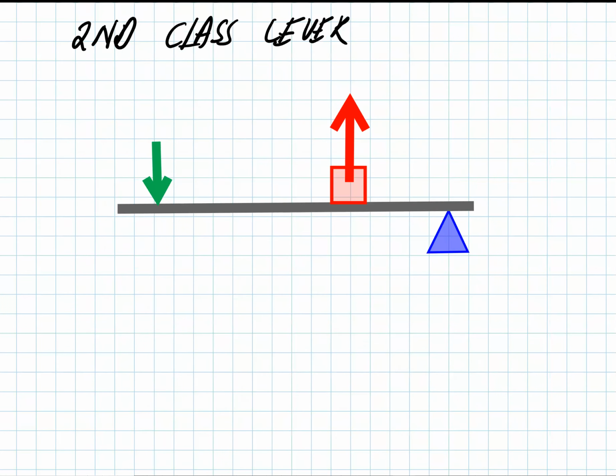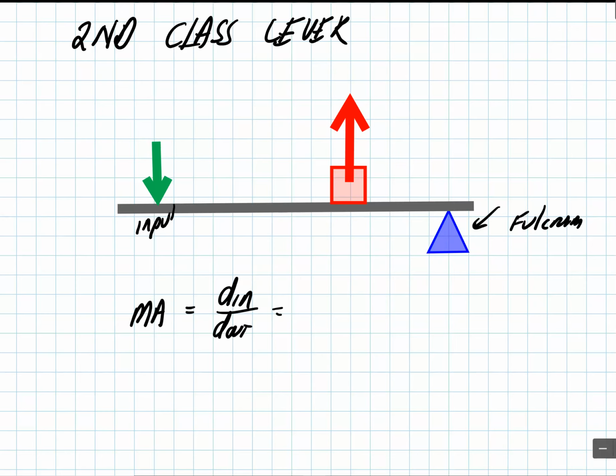Now we're going to talk about second class levers. How do you get the mechanical advantage for a second class lever? It's the same approach. Mechanical advantage is the ratio of the input distance divided by the output distance. So this is a second class lever. How do I know that? Because the fulcrum is over here, and this is my input force, and this is the output force.